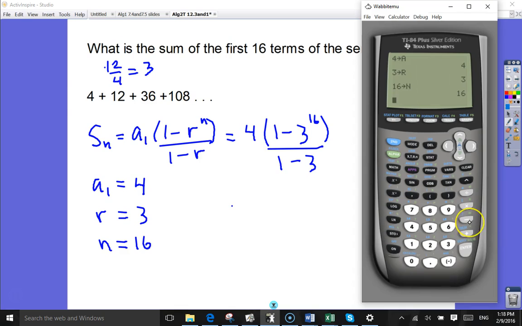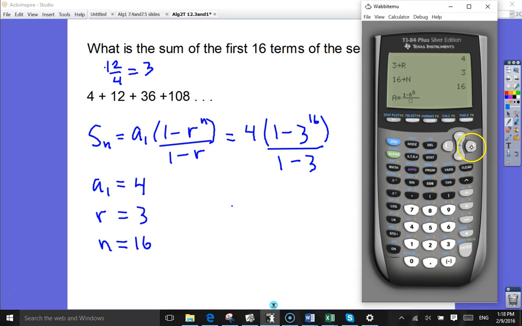Now I'm going to enter that formula. If you didn't know it, the calculators now have a fraction format in there, so you don't even have to worry about parentheses. Go to alpha y equals 1, and there's your fraction. Now, what I should have done before that is multiply by the A. Alpha A times, and now I'll get into my fraction again, 1 minus alpha R raised to the alpha N.